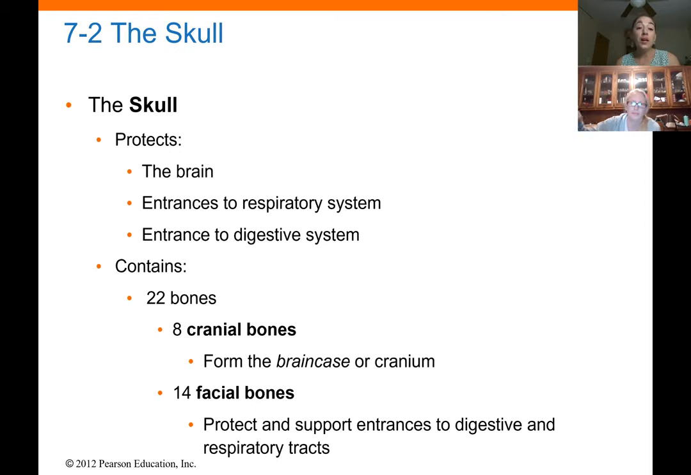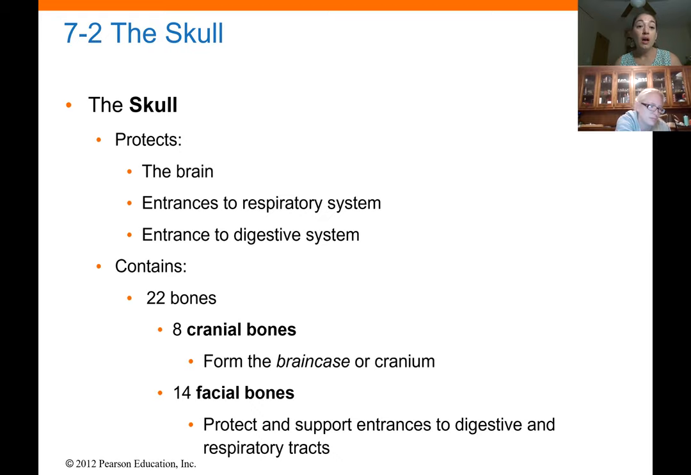Okay, so functions of the skull, protection. It is the only place in your body where you have an organ completely encased in bone. And that organ is your brain. And so it's there for protection, big time.